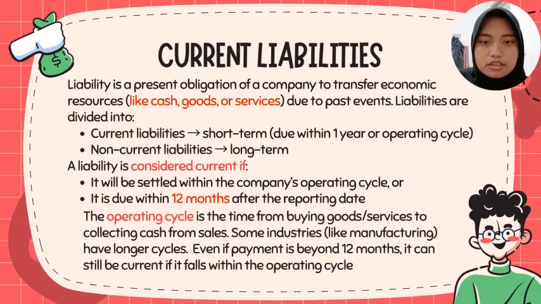A liability is considered current if it will be settled within the company's operating cycle, or it's due within 12 months or 1 year after the reporting date. The operating cycle is the time from buying goods or services to collecting cash from sales. Some industries, like manufacturing, have a longer cycle. Even if the payment is beyond 12 months, it can still be current if it falls within the operating cycle.